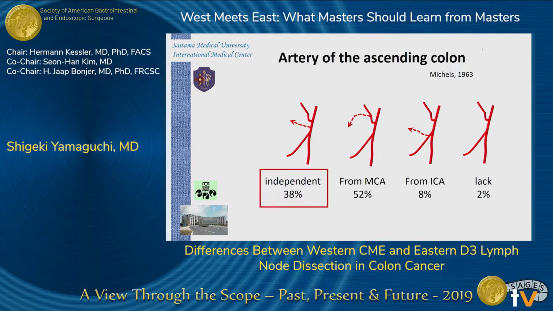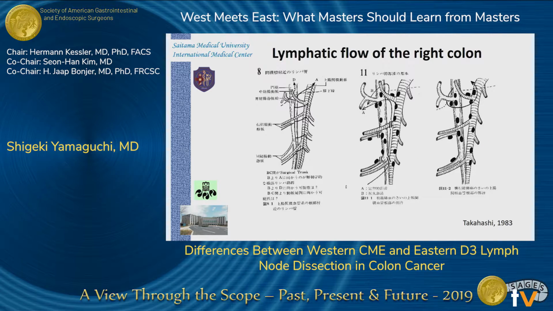But it is not so simple because the right colic artery is a very unstable structure. This typical anatomy is in less than half of patients, and it arises from the middle colic or the ileocolic, and some patients don't have the right colic artery. This is very old, 1983, literature. But most of us Japanese think the ileocolic lymph node flow goes up to the superior mesenteric vein along the SMV. So most Japanese surgeons are still doing D3 dissection along only the vein area, not the artery.